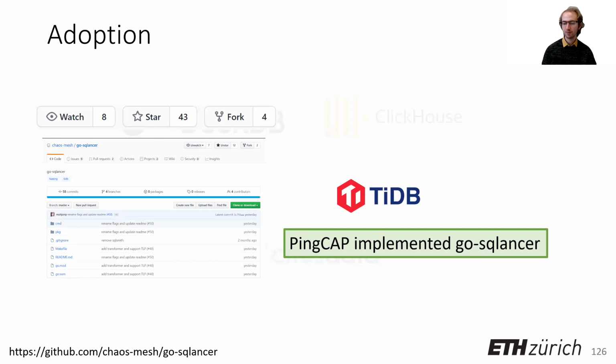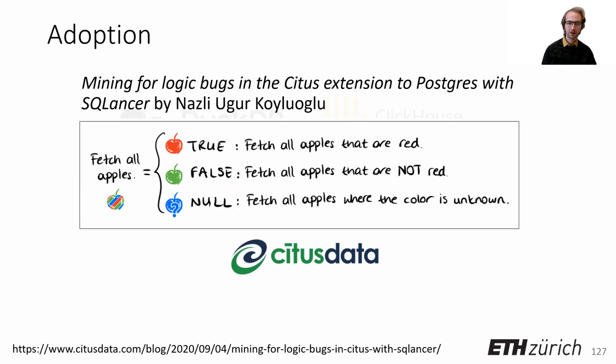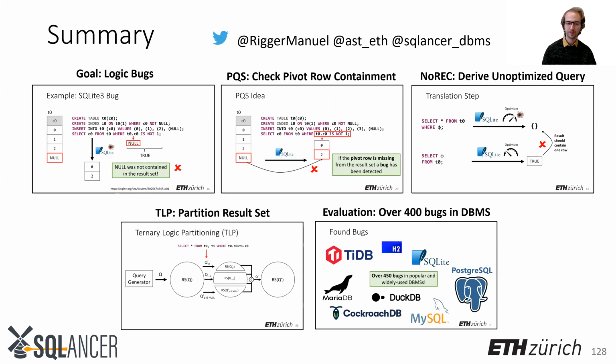Then PingCAP implemented Go SQLancer, which is a Go version of the approaches that they implemented to test their DBMS TiDB. And as a final example, Natalie from Citus Data implemented support for Citus, which is a Postgres extension. And she also wrote a very excellent blog post about TLP and the experiences that she made with SQLancer and implementing the TLP approach. So please also check this one out. And with that, I want to wrap up.